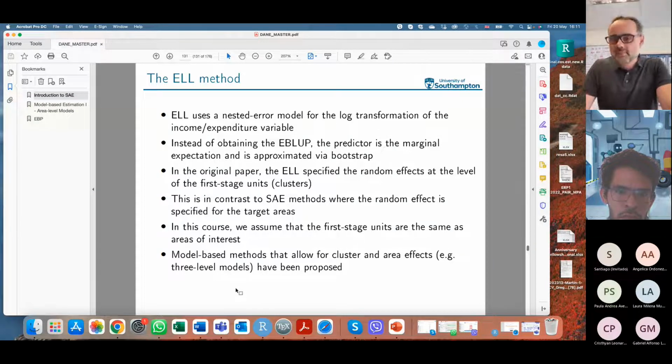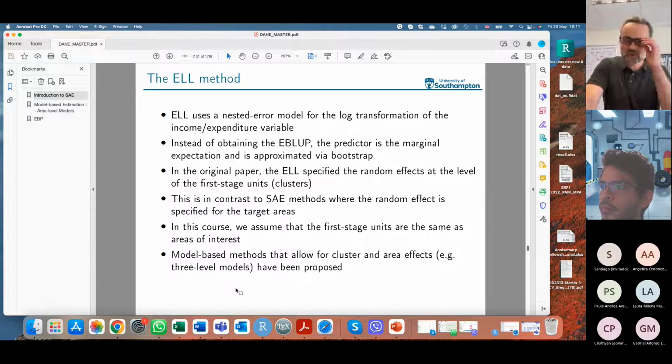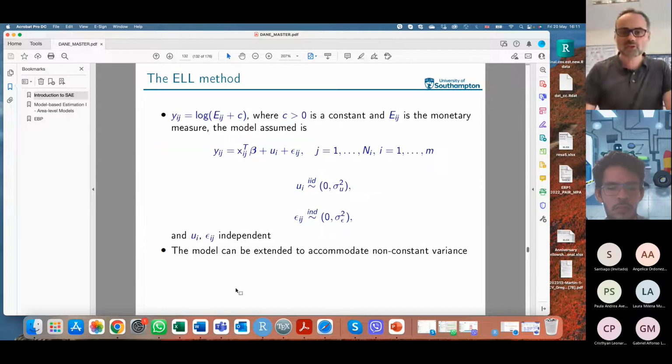However, there are methods that allow both for cluster and area effects. For example, there are methods that have been proposed that instead of having a two-level hierarchical structure, have a three-level hierarchical structure. So you have clusters, households within clusters, and then within areas. Okay, so that's possible. But we don't need to occupy ourselves with these models. At the moment, we're going to assume that clusters and areas coincide. Okay, so that's what I'm going to use in order to describe the method.